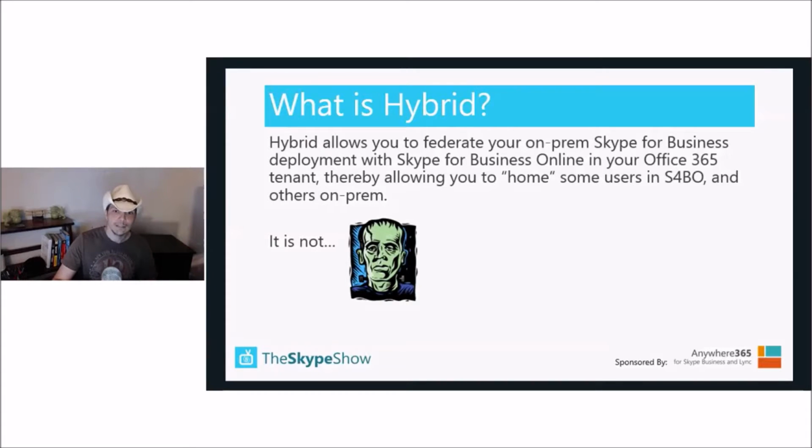So that's kind of the premise of how hybrid looks at a very high level. You've got your on-prem still. You've now got Office 365 with Skype for Business Online. The two of them talk. You've got users in both places. They can interact with each other just like they would if you were all on-prem. But now you're reaping other potential benefits that we'll dive into a bit more here.